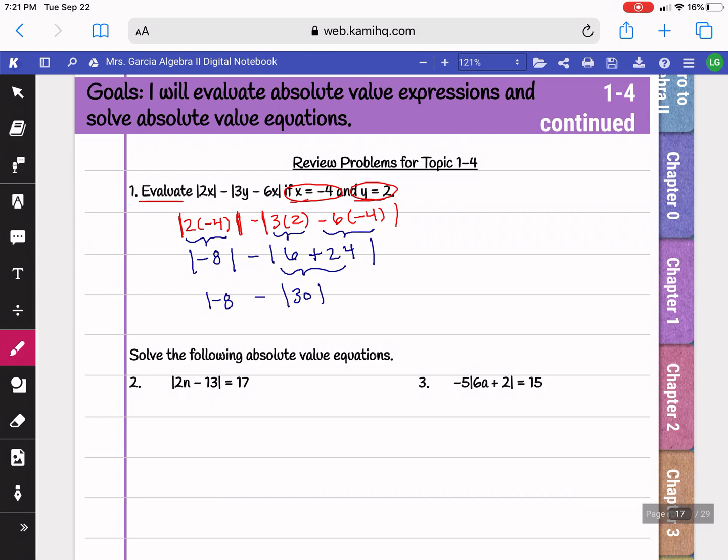So now that my absolute values are simplified, I can actually take my absolute value. The absolute value of -8 is 8, and the absolute value of 30 is 30. So my problem becomes 8 minus 30, which is equal to -22.